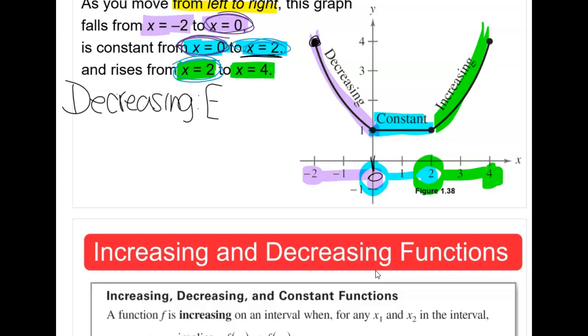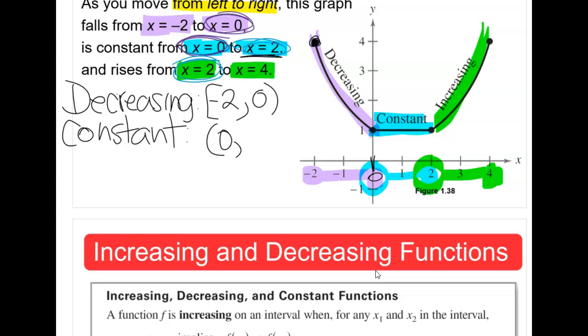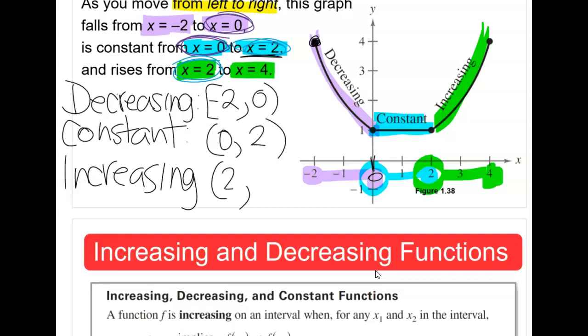So in this case, it will be decreasing from -2 to 0. We use parentheses because we're going to use the 0 again over here. And that will be for constant. So from 0 to 2, also parentheses because we're going to use 2 over here. And that will be for increasing. And that will go to x equals 4.